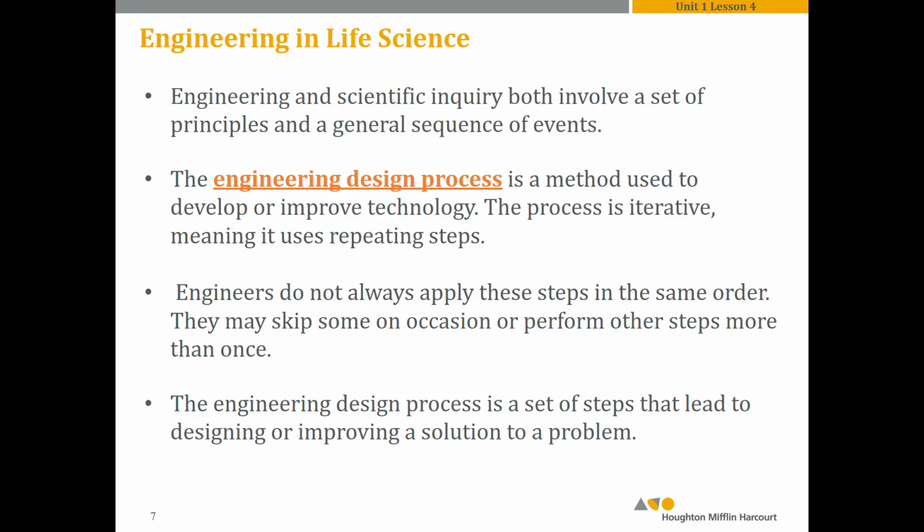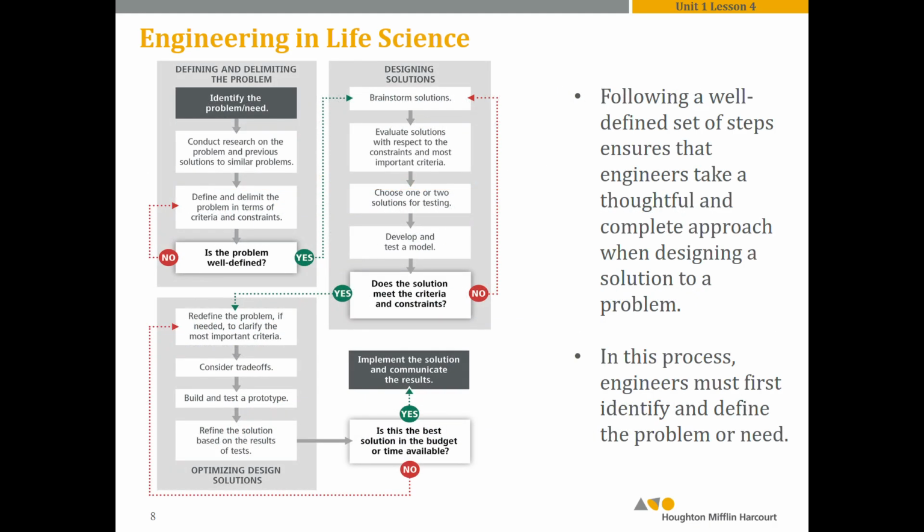Engineering and scientific inquiry both involve a set of principles and a general sequence of events. The engineering design process is a method used to develop or improve technology. This process is iterative, meaning it uses repeating steps, it keeps on repeating. It is kind of a loop-based process. Engineers do not always apply these steps in the same order. Sometimes they may skip one step and they may repeat another. It depends on the type of problem and how to find its solution.